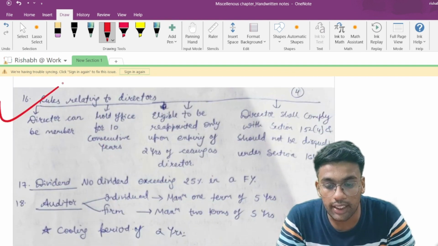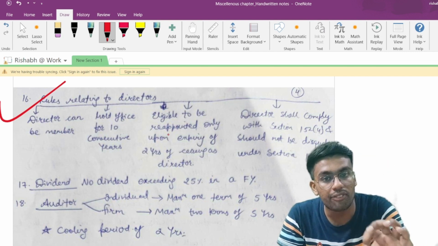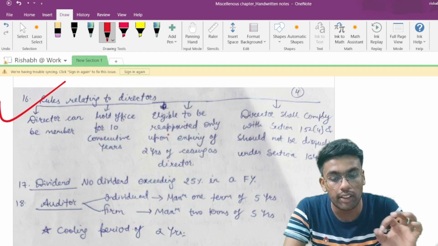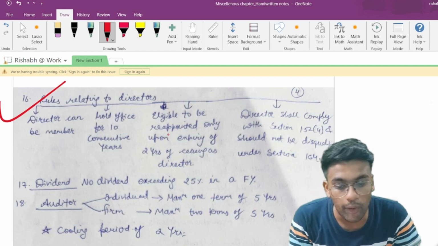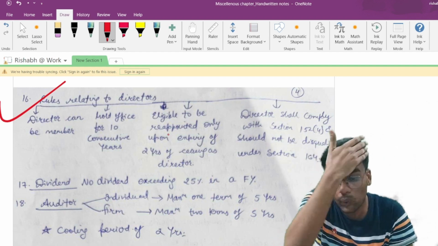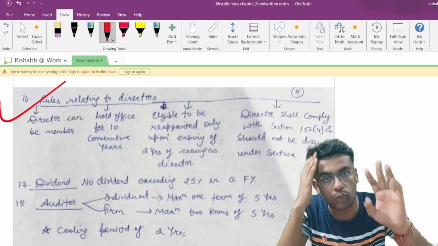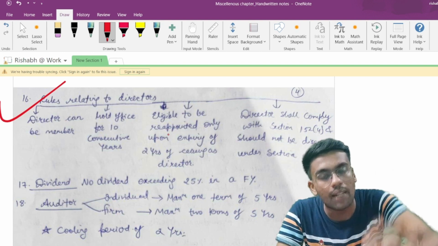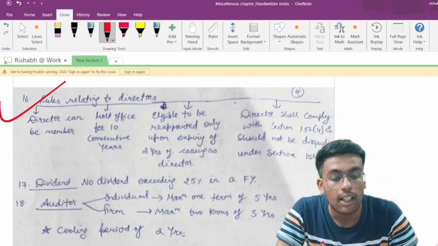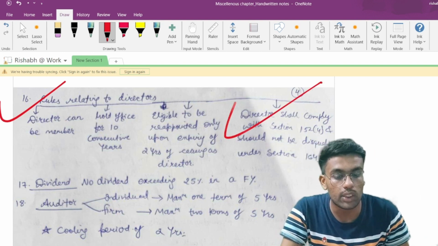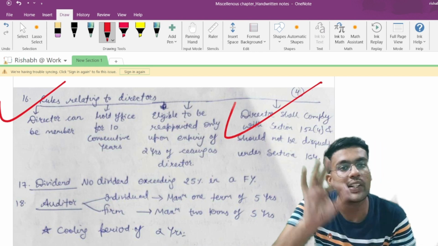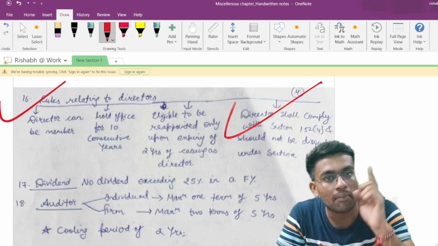Now, what are the rules relating to the directors? Director can be member of the Nidhi Company. He can hold office for 10 consecutive years. He is eligible to be appointed only upon expiry of 2 years of ceasing as director. मतलब 2 years of cooling period should be there in order to reappoint any person as director. And director shall comply with section 152 subsection 4 and should not be disqualified under section 164. This we learned under your directors chapter number 1.